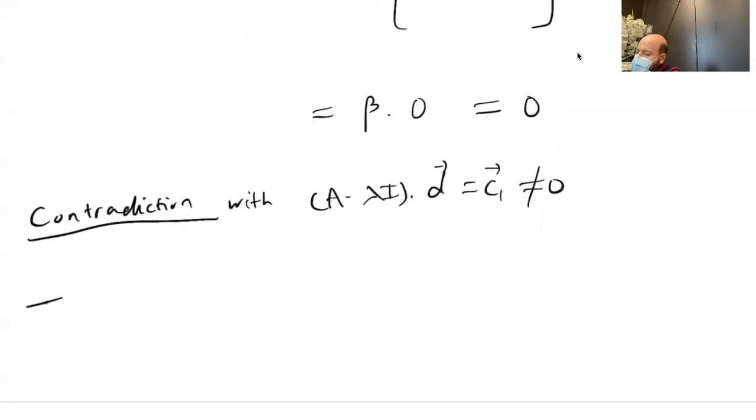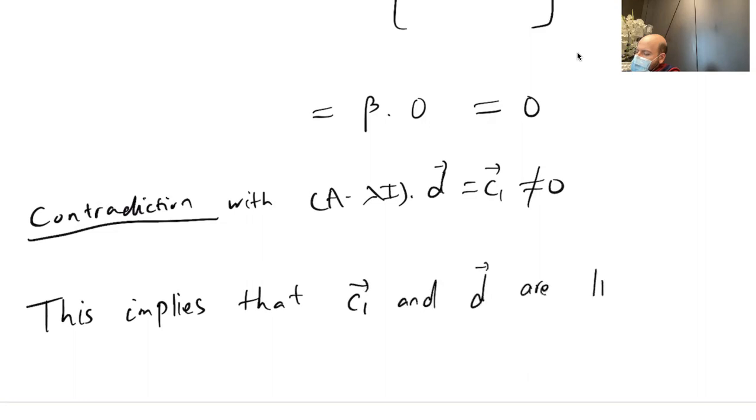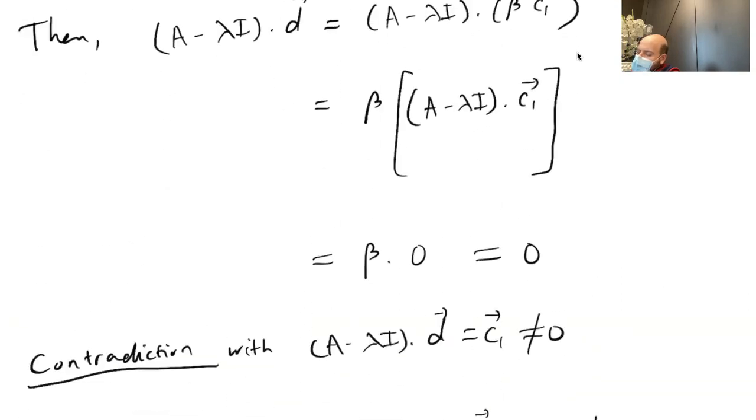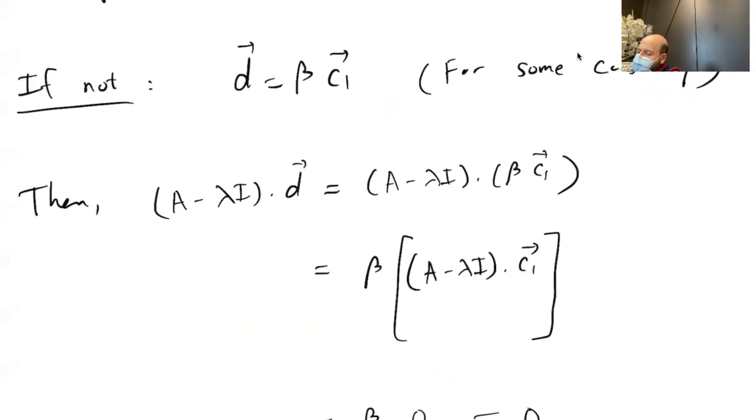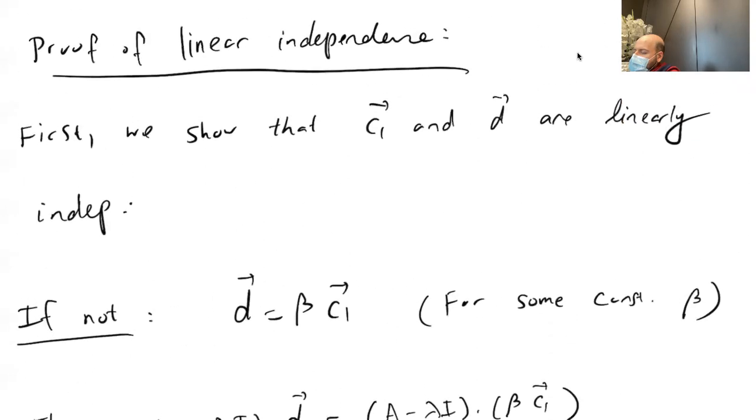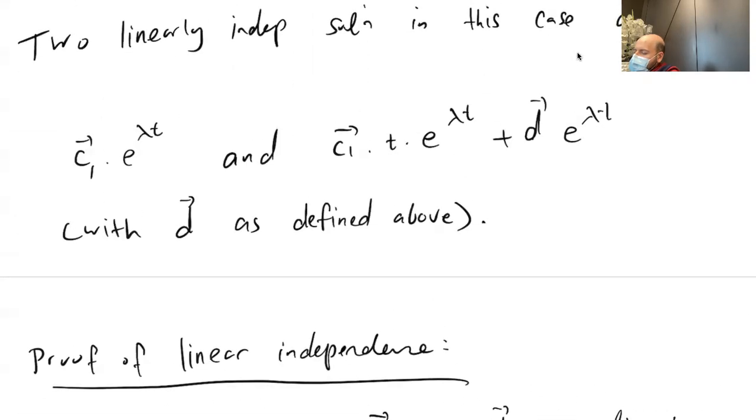So what does that mean? So this implies that C1 and D are linearly independent. Because we saw that if they are not linearly independent, then we will have a contradiction. Now that we've showed C1 and D are linearly independent, we can show that the solutions that we had here, these two solutions, are linearly independent as well.